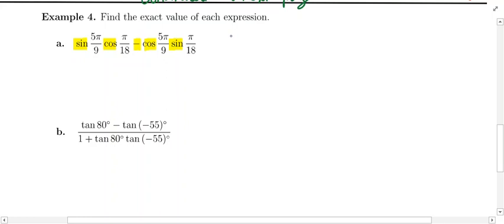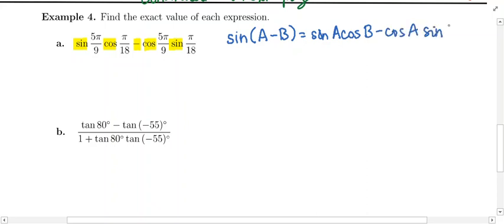We know that the sine of A minus B is equal to the sine of A times the cosine of B minus the cosine of A times the sine of B. This is like a template for what we have. Again, it's sine times cosine minus cosine times sine.